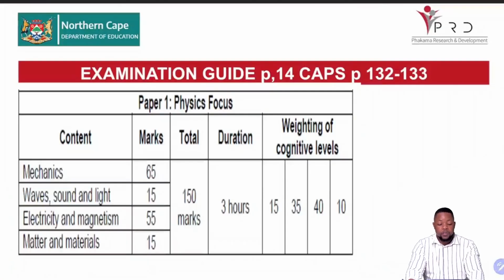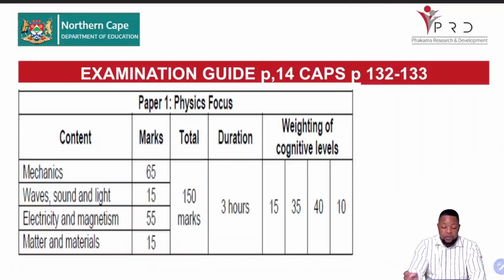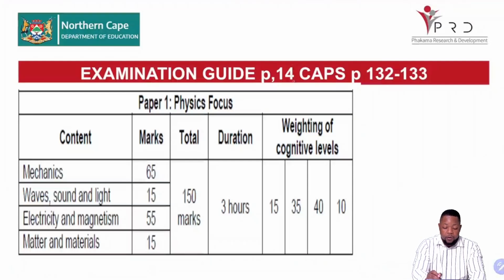Now, let's look into the examination guideline. This topic is found on page 14 of the examination guideline, and in the CAPS document it is found on pages 132 to 133. We are under the knowledge area, matter and materials, with a total of 15 marks of your paper 1 exam.